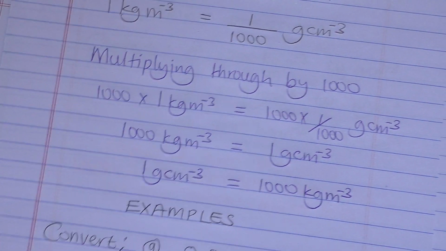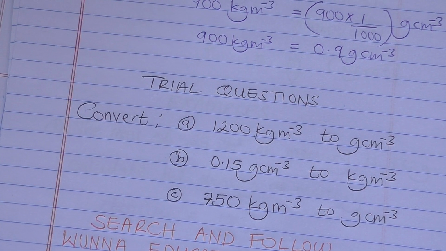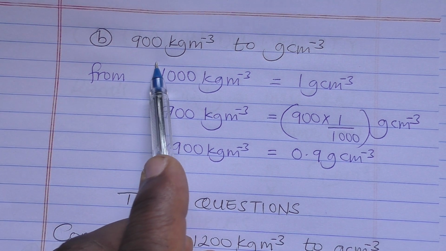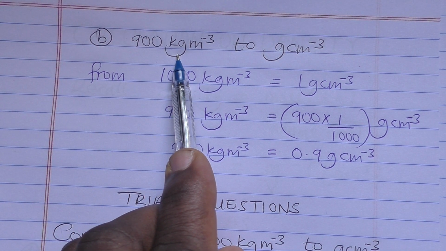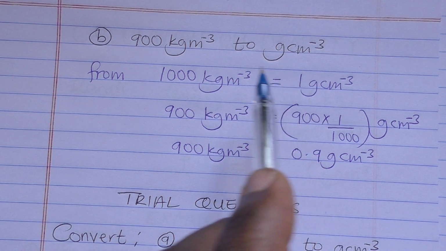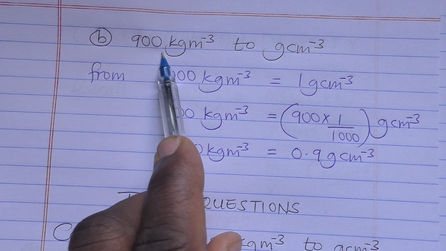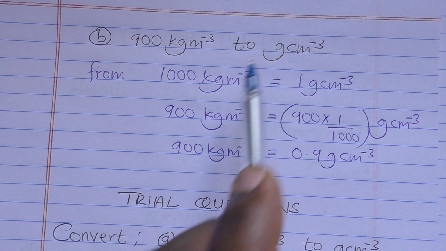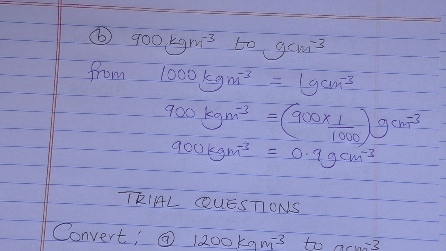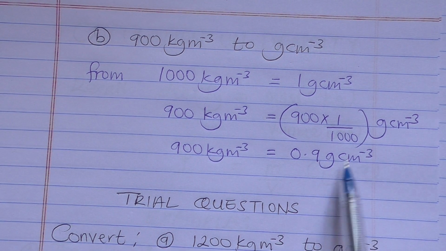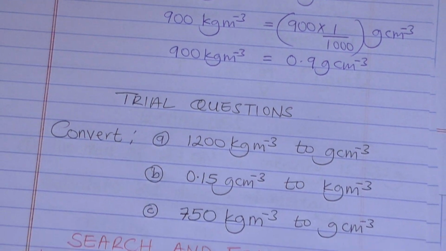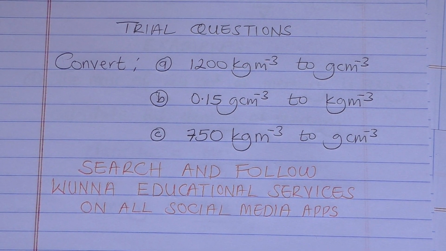Let us continue. In example 2 is where we have 900 kilograms per meter cubed to grams per centimeter cubed. We've seen that when changing from kilograms per meter cubed to grams per centimeter cubed, we divide by 1,000. And therefore, 900 will become 0.9 grams per centimeter cubed. If we are together, let's try these few numbers.